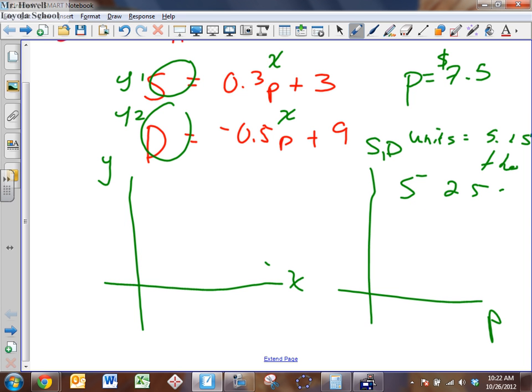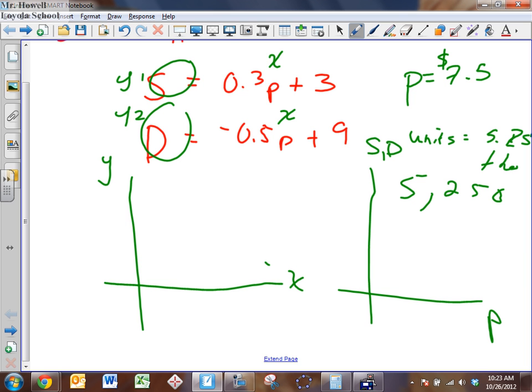Good. 5,250. Again, 5.25 thousand is 5,250. You know how I remember that? Because 5,000 is 5,000. So 5.25 thousand is 5,250. Okay, 5,000 and a quarter of a thousand.